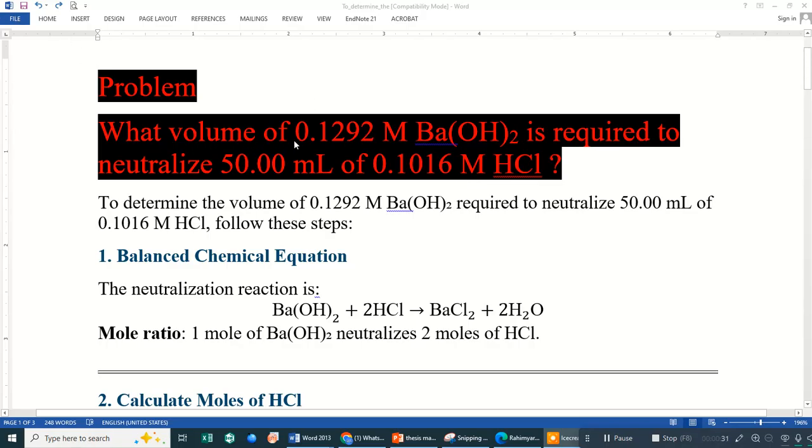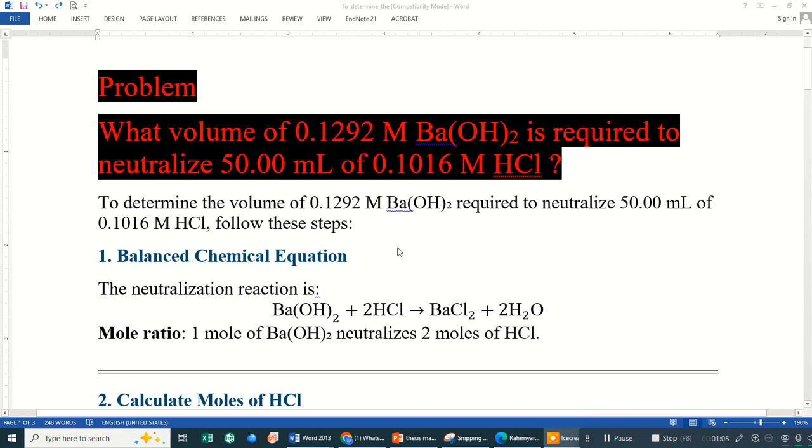What is the volume of 0.1292 molar barium hydroxide required to neutralize 50 ml of 0.1016 molar HCl? Barium hydroxide acts as a base and HCl is a strong acid. We will discuss two methods to solve it.